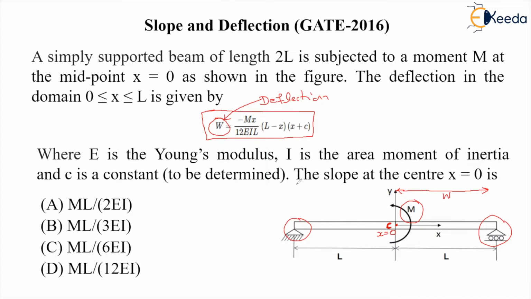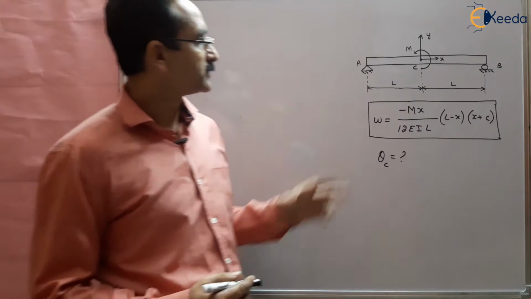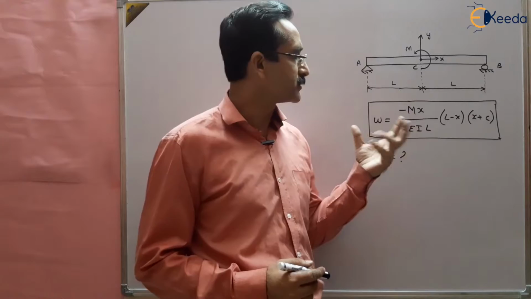We have to find out the slope at the center. What is the slope at the center? This is our aim. Options are given to us and we have to decide the correct option out of these four choices. So let us solve this question, which is a slope and deflection question.